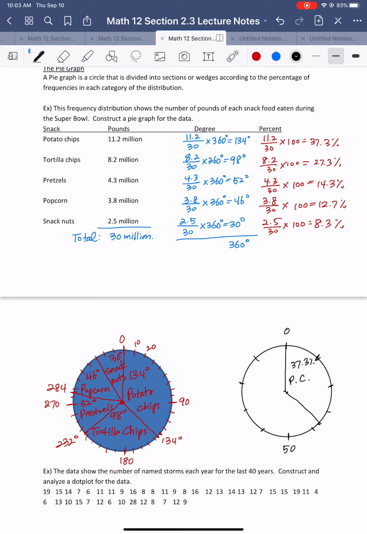And then now same thing. This is 37.3. So I want to add 37.3 plus the 27.3. So 64.6. Okay, so 60 is right here. So about here. So this is 64.6, which is 27.3% as a tortilla chip.